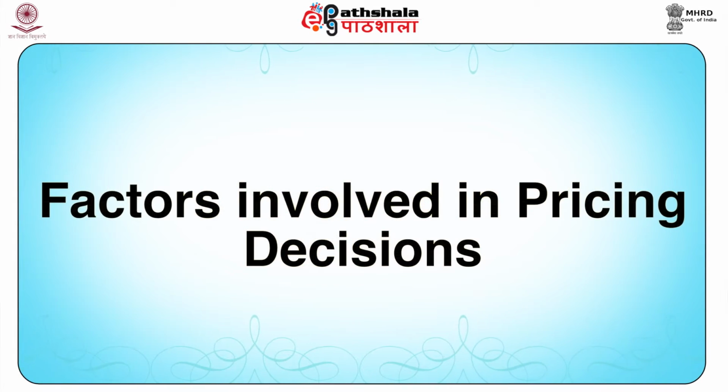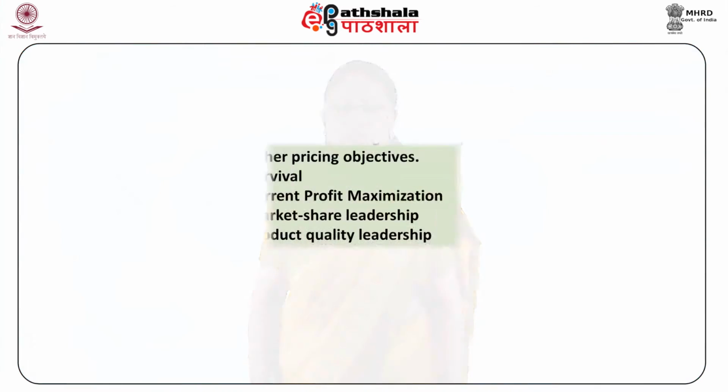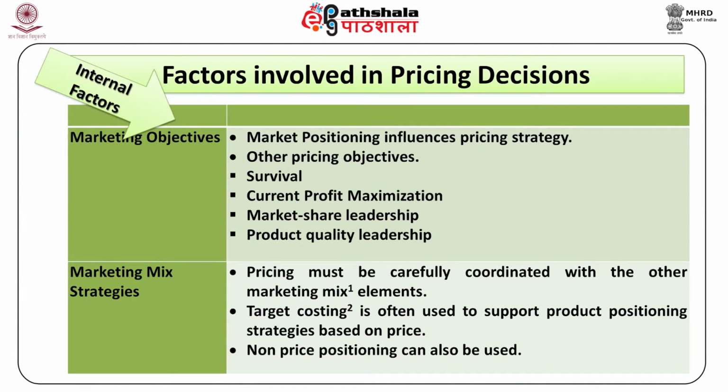Factors involved in pricing decisions. Factors to consider in pricing decisions of a firm can be grouped into two categories. First, internal factors and second, external factors. Internal factors include the following. First, marketing objectives means marketing positioning which influences the pricing strategy. Other pricing objectives include survival, current profit maximization, market share leadership, product quality leadership.